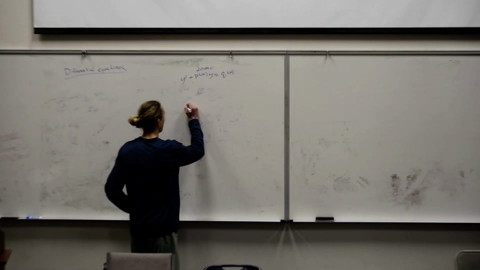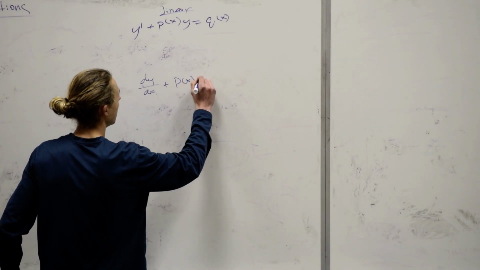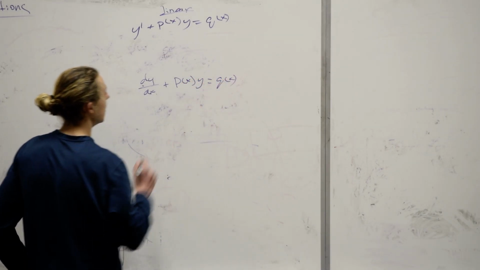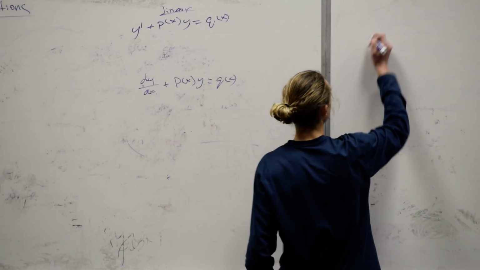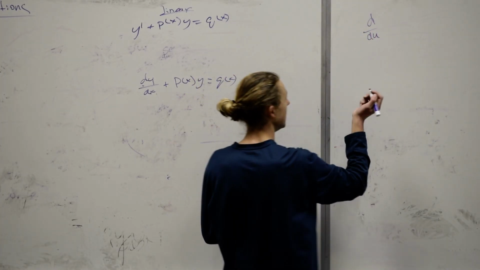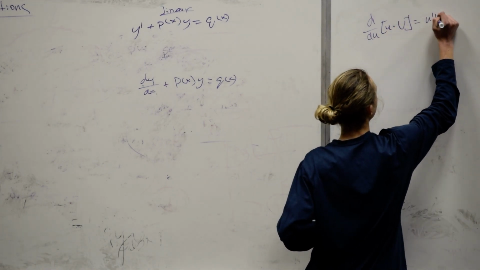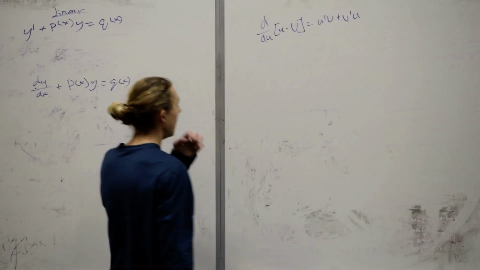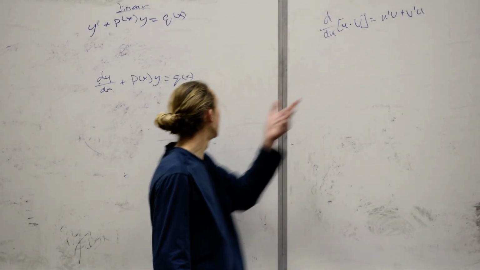So I'm going to rewrite this: dy/dx plus p of x times y equals q of x. Okay, so we actually have to use a couple of properties and rules from ordinary calculus. Let's look at some of the rules we have for differentiating things, like if I have u times v, that's just going to be u prime v plus v prime u, right? Okay, do you notice how that kind of looks something like this?